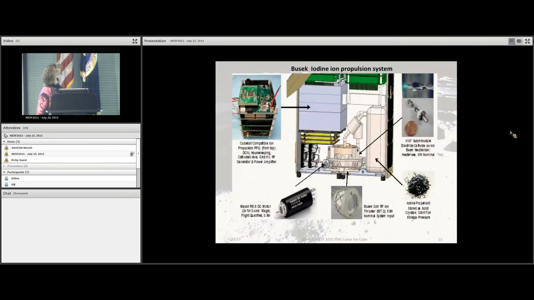This is a picture of the Busek iodine ion propulsion system, which they're developing now and testing very successfully. Again, it'll be the first time flying, along with a lot of other systems on board. But just notice how much space. This is the thruster itself, but a lot of the space in the total volume goes into the controllers. So one of the things we're looking at is reducing the volume by looking at more compact electronics, which is an important aspect of what we're doing with the instrument, too. We're developing compact electronics that can be used for similar kinds of detectors.